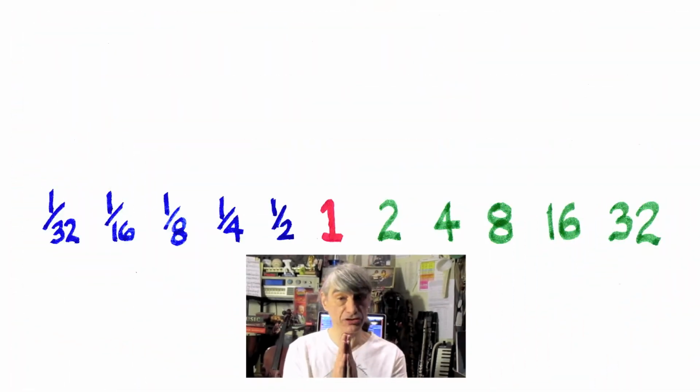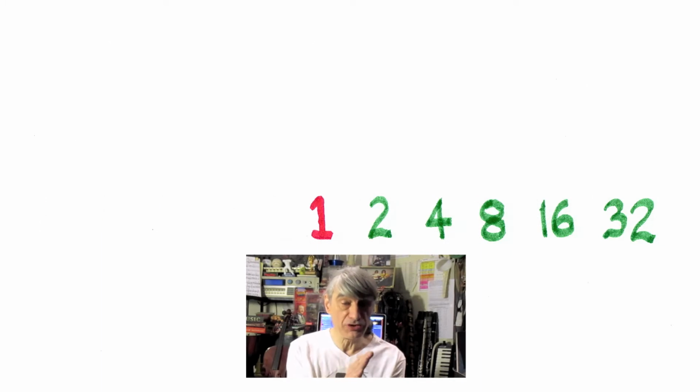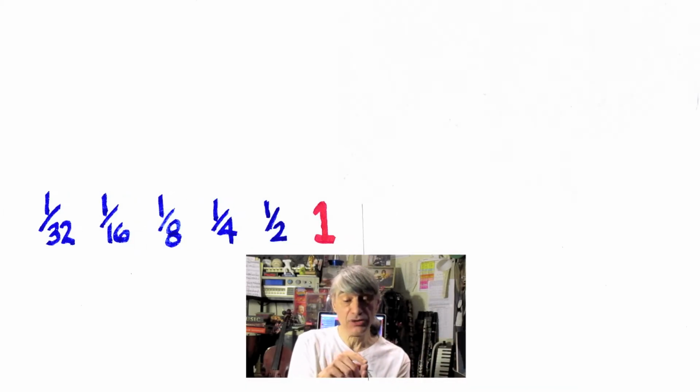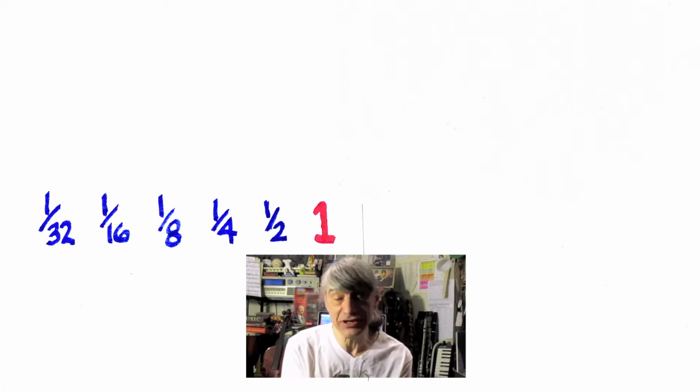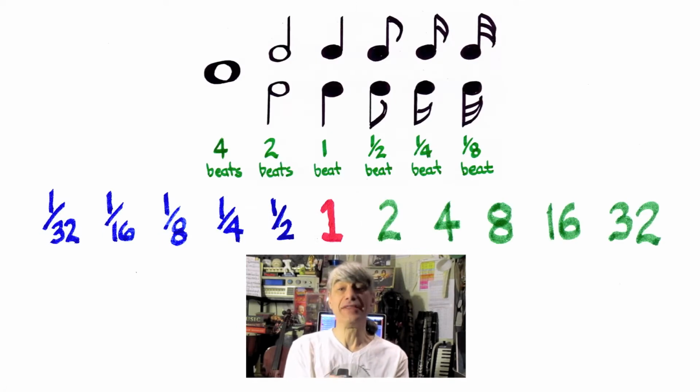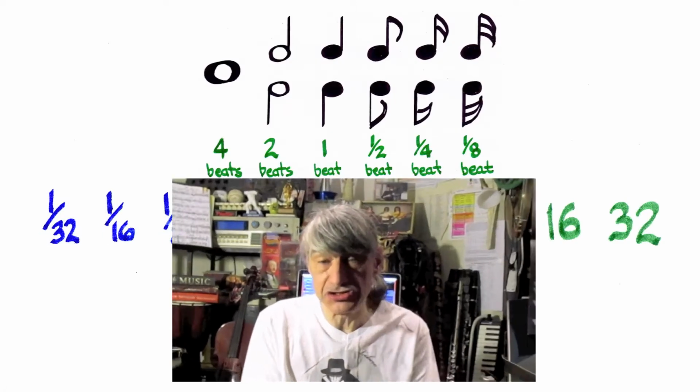And the durations of the different notes come out of something called the geometric sequence, which is if we start at number 1 and we go in one direction, it doubles. 1, 2, 4, 8, 16, 32, and so forth. If we go in the opposite direction, it halves. 1 becomes a half, and then a quarter, and then an eighth, and a sixteenth, and a 32nd, and so on. And so these different notes and their durations fit into this geometric sequence.